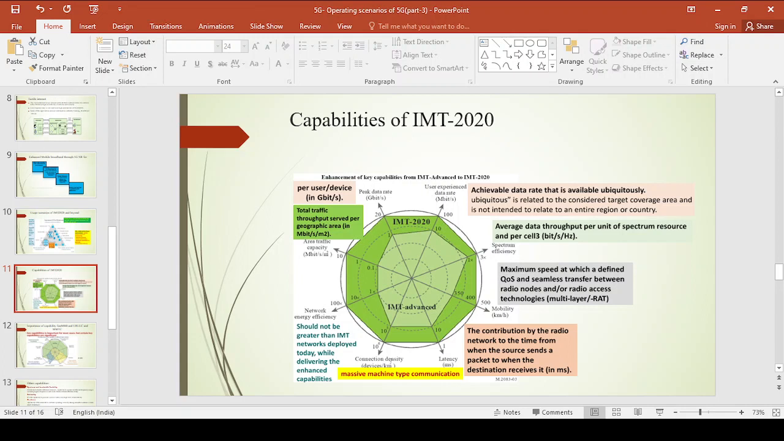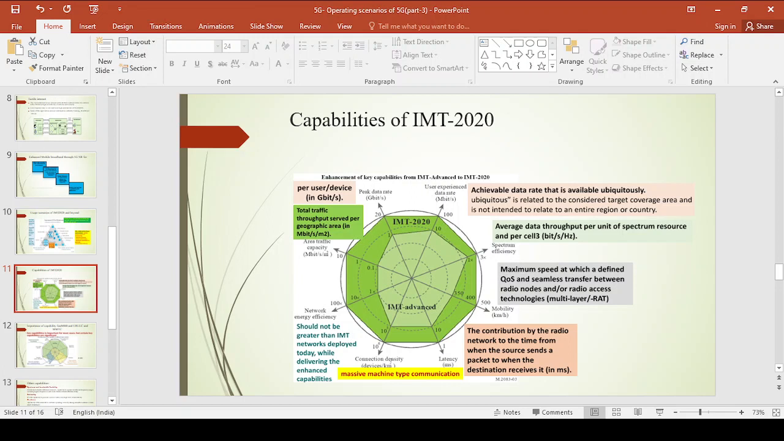Now coming to the latency. What is latency? The contribution by the radio network to the time from when the source sends a packet to when the destination receives it. The time between the source sending the packet and the destination receiving that particular packet is nothing but the latency. Latency should be very low if you compare with the previous generation. It is the time taken to deliver a packet from the source to the destination.